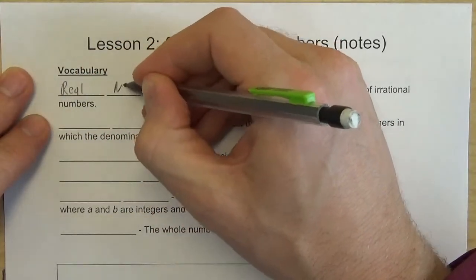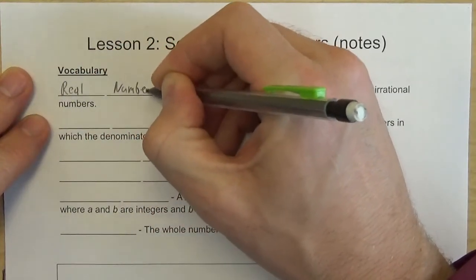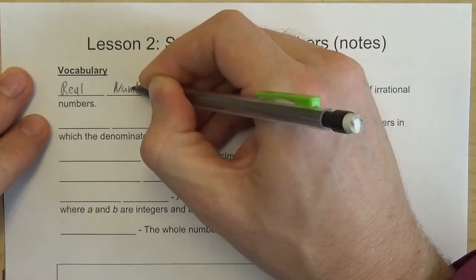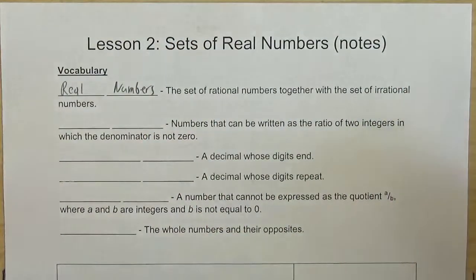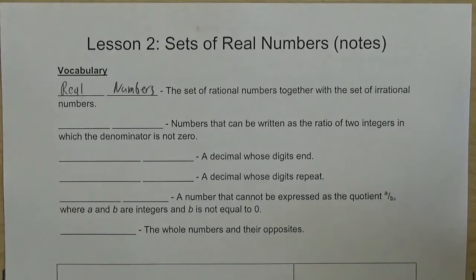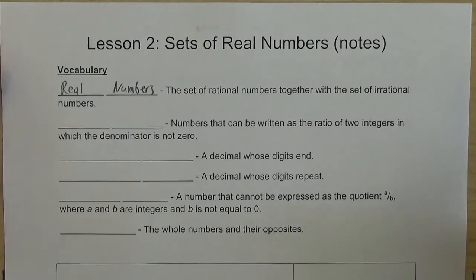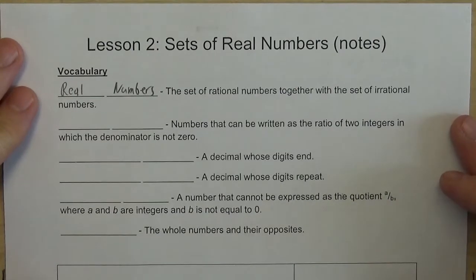And that might be a little bit funny to think about. You might be wondering, are there numbers that are not real out there? And yes, there are in fact numbers that are called imaginary numbers, but you don't need to worry about that. That's in much higher math. But it does seem sort of funny to say real numbers. But those are the irrational and rational numbers combined.